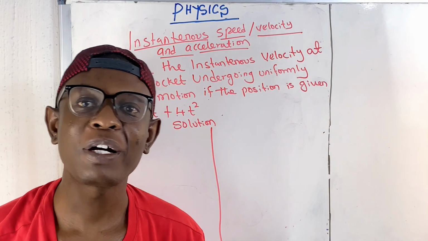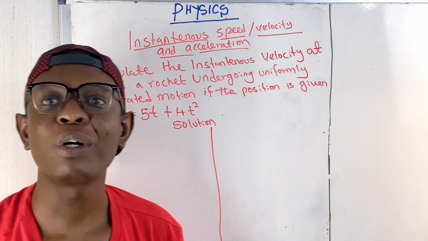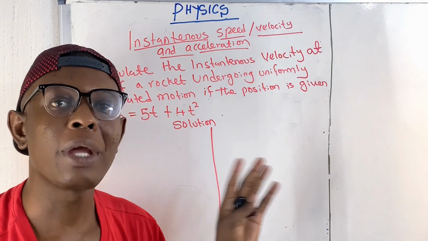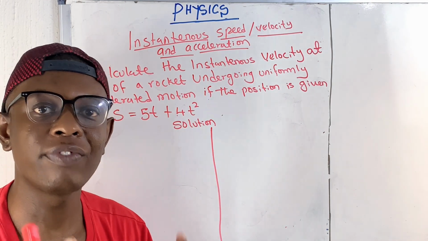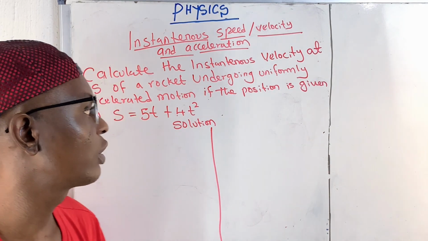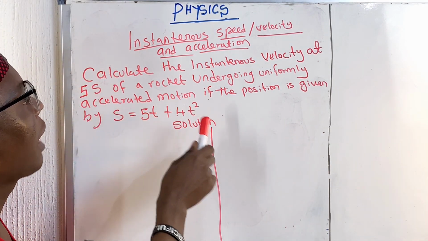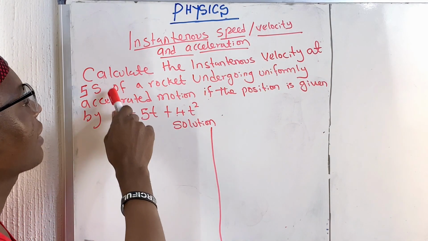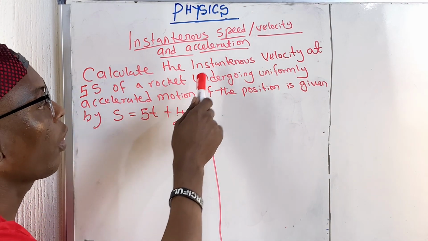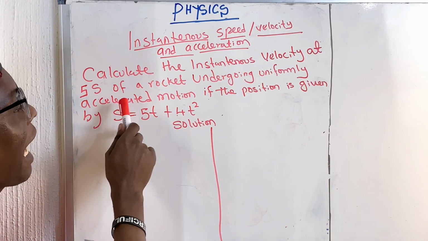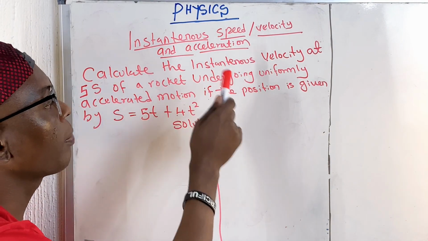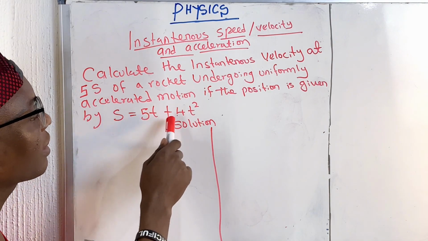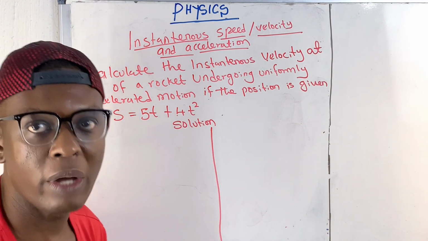Hi guys, welcome back once more, and today we want to look at instantaneous velocity or acceleration. So we have a problem on instantaneous velocity, and let's do justice to it. Now we are being asked to calculate the instantaneous velocity at 5 seconds of a rocket undergoing uniformly accelerated motion if the position is given by S = 5t + 4t².